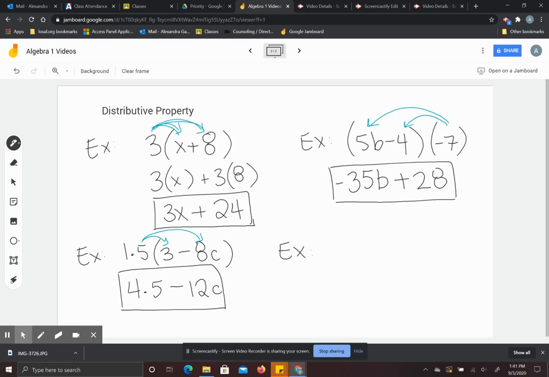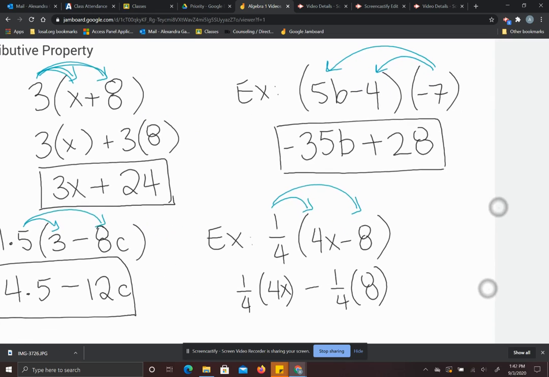Last distributive property example, with fractions, we actually can distribute with our expressions with fractions. So that means I'm going to take 1/4 and multiply it by 4x and by 8. So I'm going to write it the same way I wrote the first example, right next to each other. So it's 1/4 times 4x minus 1/4 times 8.